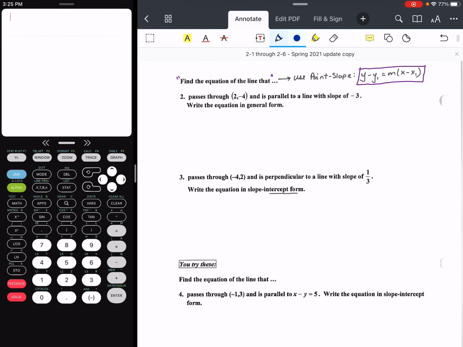Now we'll see examples where we're asked to find the equation of the line, and we'll be given different attributes, different hints about what we're looking for in this line. When you see those instructions, that's your tip-off that you should be using your point-slope form: y minus y sub 1 equals m times x minus x sub 1.